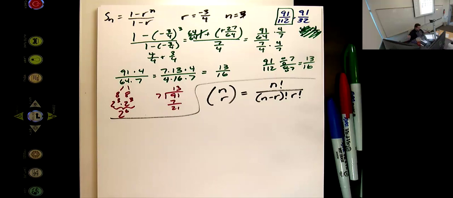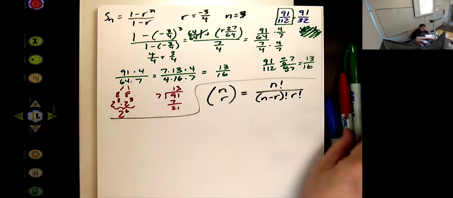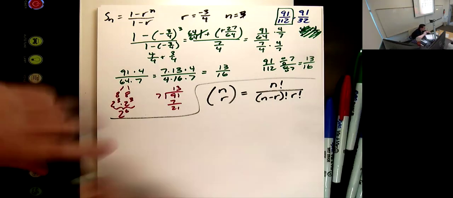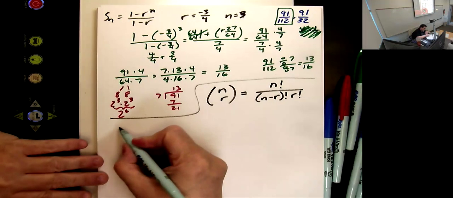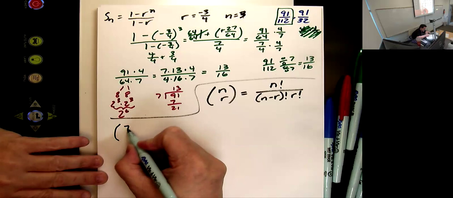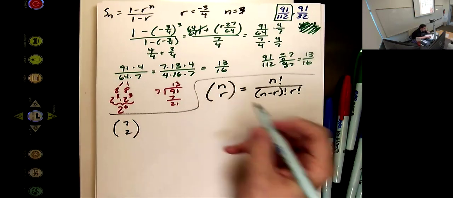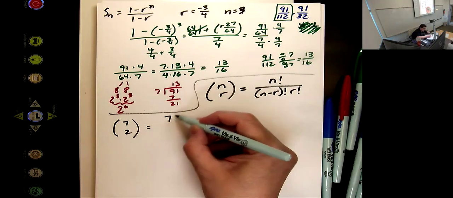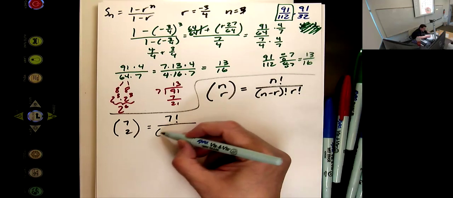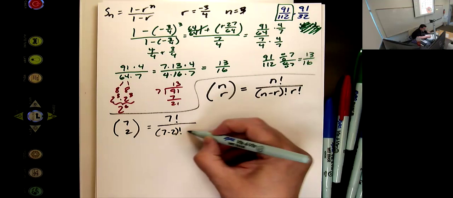Let me get some equations for this. Actually, I don't need equations. Just pick some sample numbers. Davis, give me two numbers. 2 and 7. N needs to be bigger, so I'm going to say 7 and 2. So this is 7 factorial over 7 minus 2 factorial times 2 factorial.